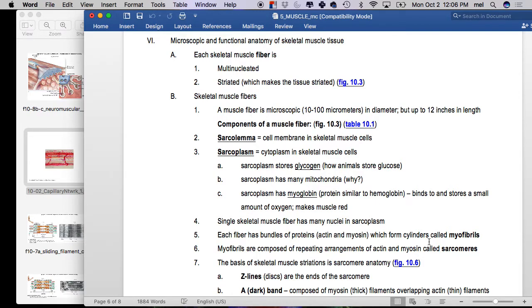So what we're going to do is break it all the way down to the submicroscopic level so we can get the functionality, and then we'll bring it all the way back up to the gross anatomy so you can see how that is related to muscle movement.